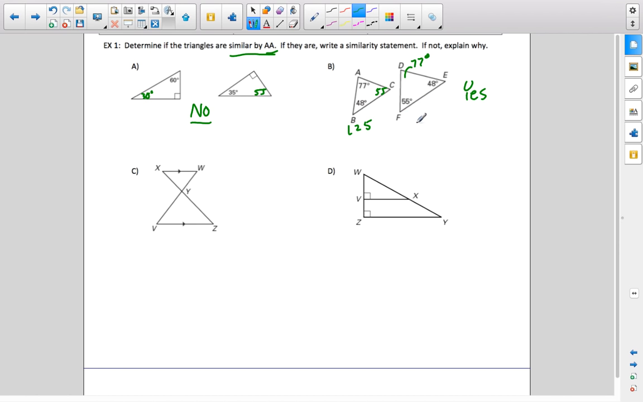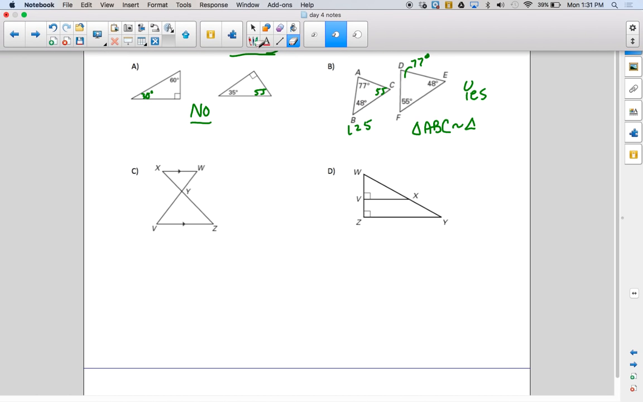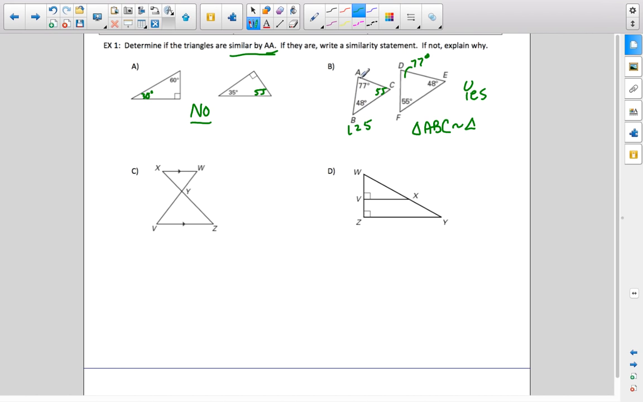So since they are, I can write a similarity statement. Triangle ABC is similar to triangle D, and I want to make sure I get this right, F, I believe, and E. Oops, I said that wrong. Let me get my eraser. Okay, now let me grab my pen back. Okay, A is the 77, so I want to start with D over here. B is the 48, so I want to say E over here, DEF. Okay, actually went in order.